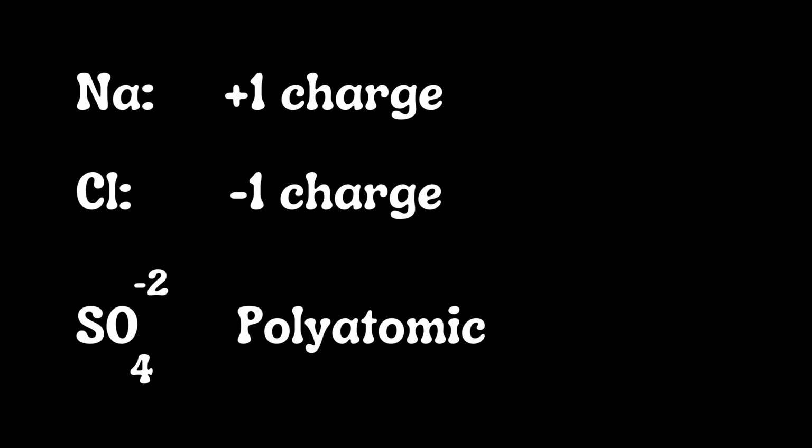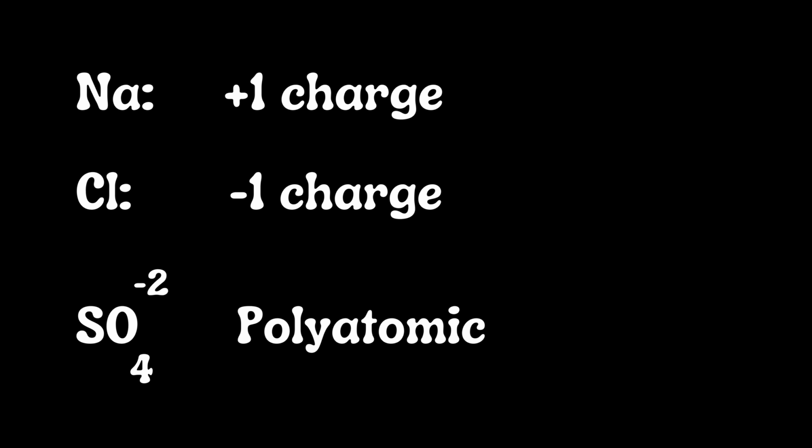Example, sulfate ion, SO4-2, consists of one sulfur atom covalently bonded to four oxygen atoms, carrying a total charge of -2. Nitrate ion, NO3-1, consists of one nitrogen atom covalently bonded to three oxygen atoms, carrying a total charge of -1.